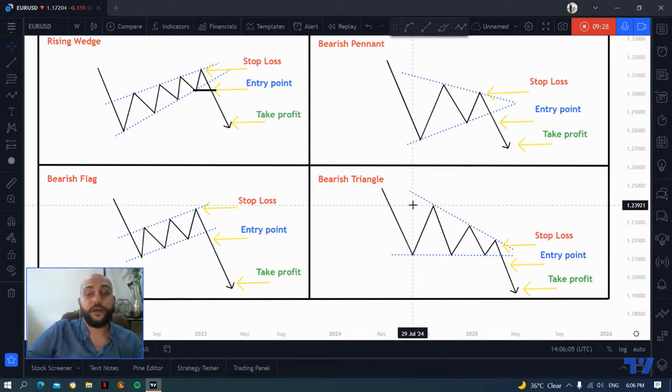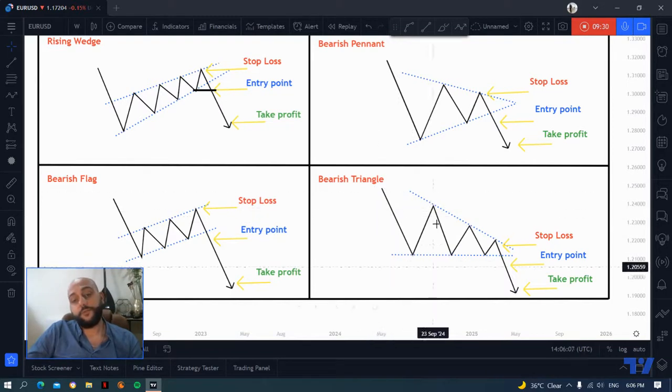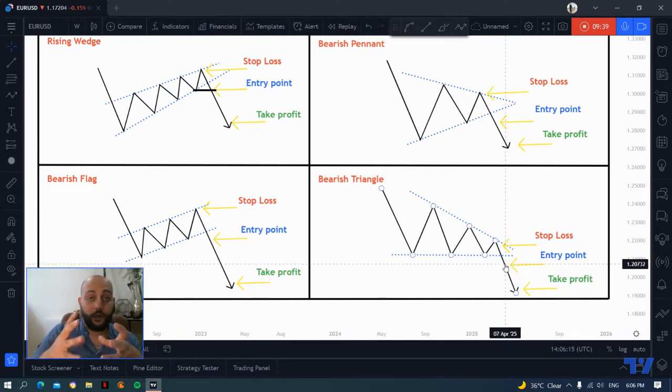So it's a descending triangle. The trend is going to trend inside this triangle. As soon as it broke down into the bottom, your entry point is going to be a little bit after the breakdown. This is our confirmation. You've got to remember to wait for the confirmation.